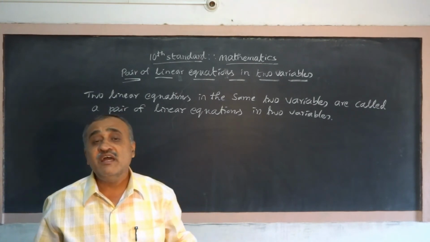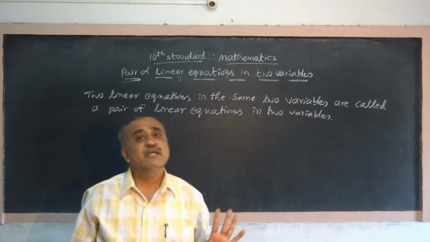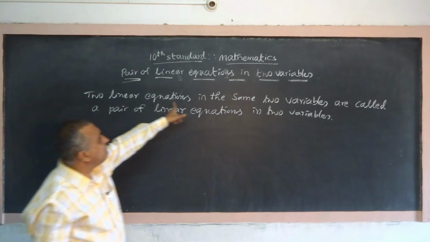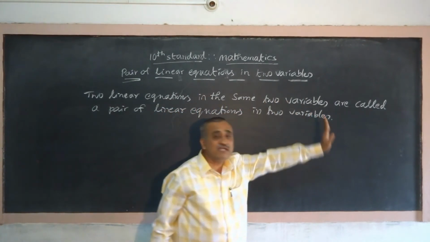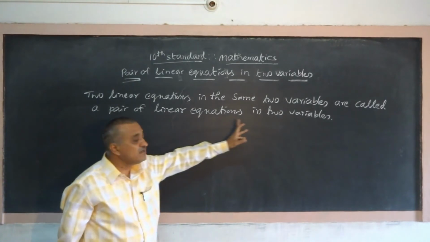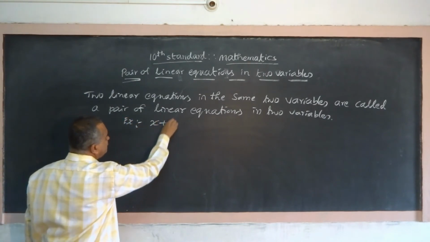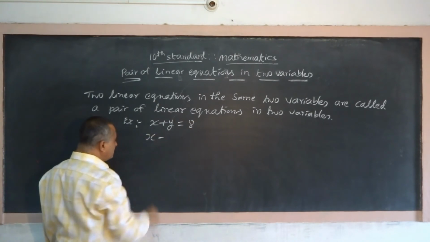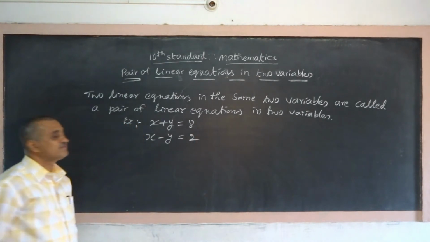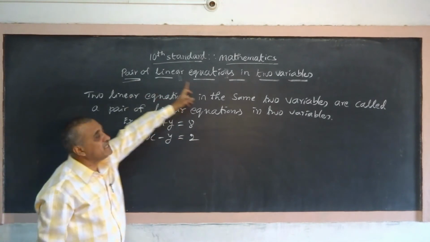So what do we do? We consider two linear equations having the same variables. Two linear equations in the same two variables are called a pair of linear equations in two variables. Example: x plus y equals 8, x minus y equals 2. This is one pair of linear equations.